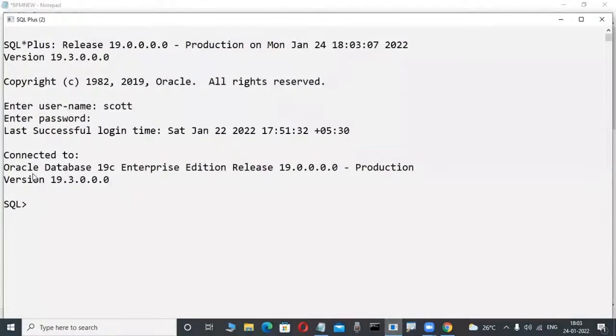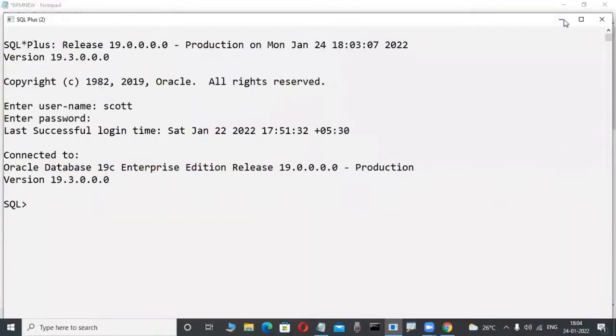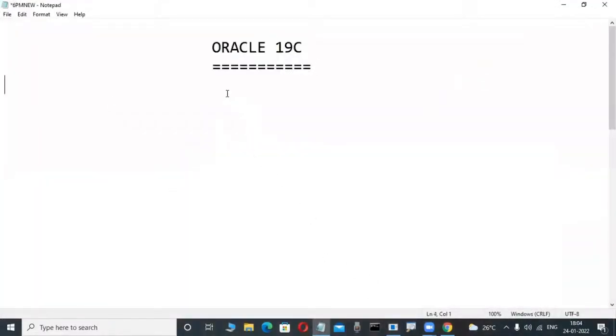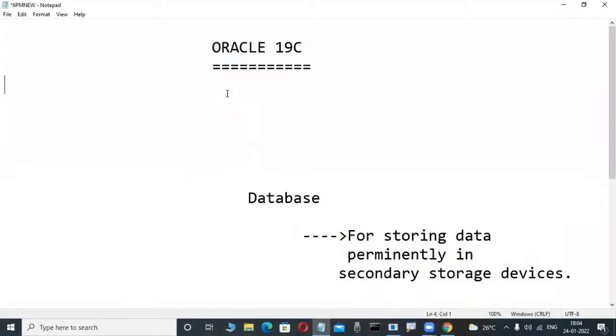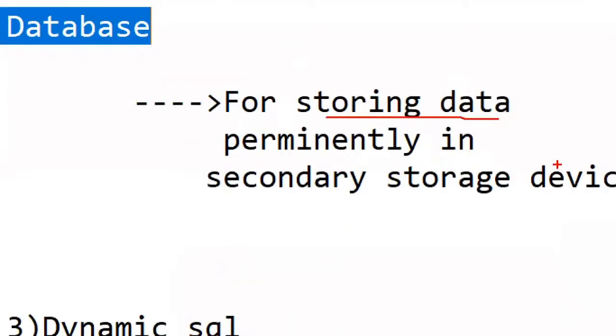Oracle is a product from Oracle Corporation. What type of product is that? A database product. What is the purpose of database products? Whether Oracle, SQL Server, or DB2, so many products are there. What is the purpose of these database products? For storing data permanently in the hard disk, in secondary storage devices, but not only permanently storing the data, but also retrieving the data efficiently.